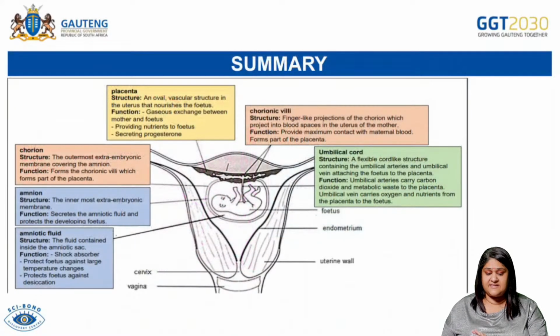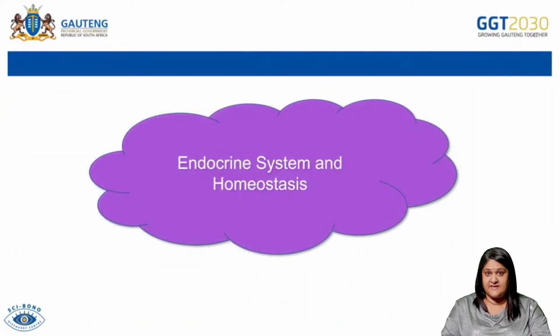This gives us a little summary of all the different structures. You need to know this diagram as part of the exam guideline. You need to know the development of the fetus in the uterus. So you need to know all these structures. You need to know the functions. Please make sure you know it. You need to know that the umbilical cord has 2 arteries and a vein. You need to know the functions of them and all of these that are summarized for you over here.